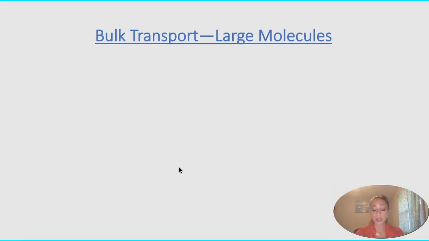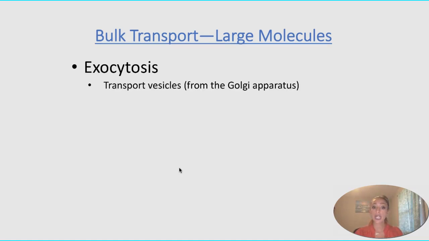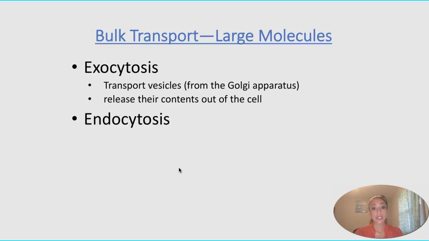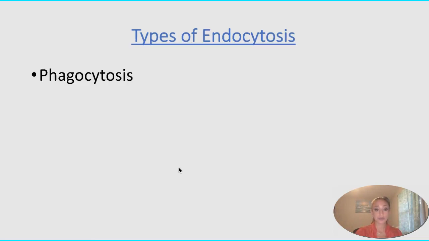And bulk transport is when you're talking about moving large molecules, okay? There's different kinds of bulk transport. There's exocytosis. This is the transport of vesicles from the Golgi apparatus, which releases their contents out of the cell. Endocytosis would be basically the uptake or the intake of macromolecules into the cell. So exocytosis, exit, it's basically a bulk transport of items exiting the cell. And then endo, you're going to be taking things into the cell.